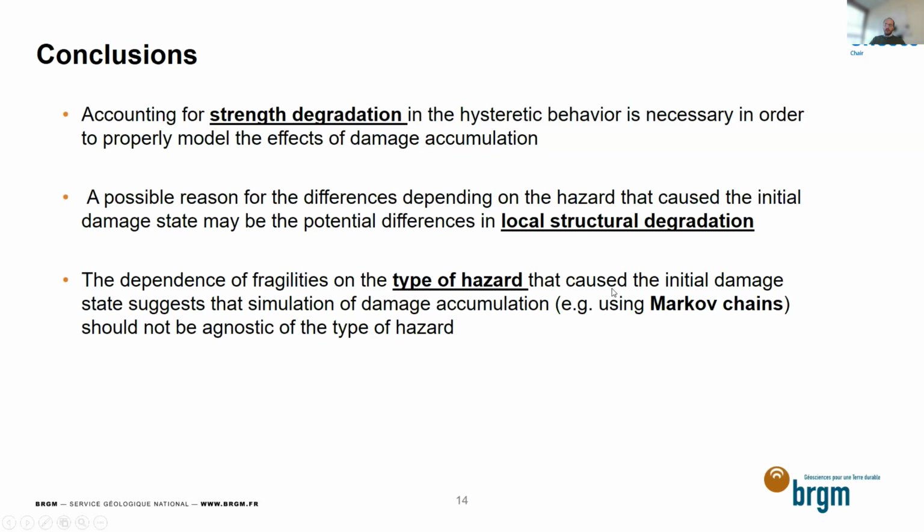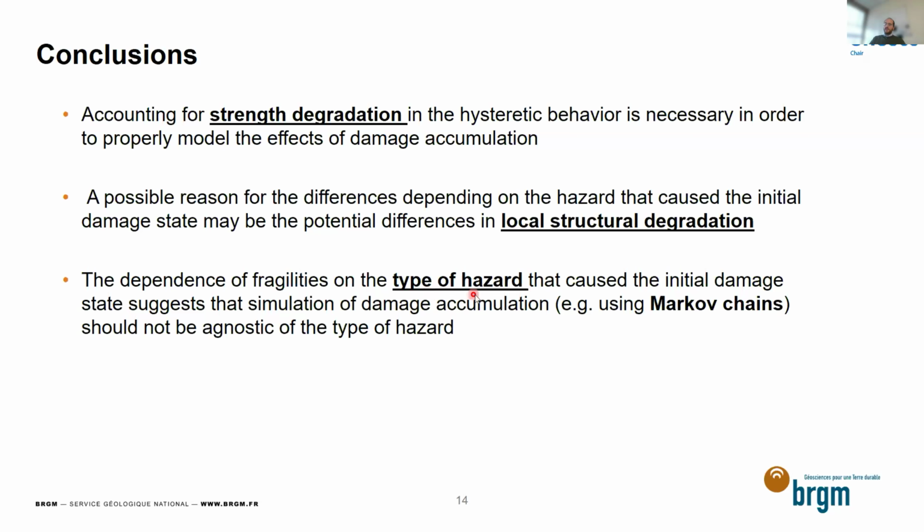So to sum up, we saw that it seems we need to model the strength degradation in order to model damage accumulation properly. And we saw that there is a difference in the fragility curves depending on the type of hazard that has caused the damage. We presume that this is due to differences in local structural degradation. And as we saw in the first presentation, damage state-dependent fragility curves may be used to model cumulative damage or damage during an aftershock sequence or during the life cycle of a building using Markovian approaches.